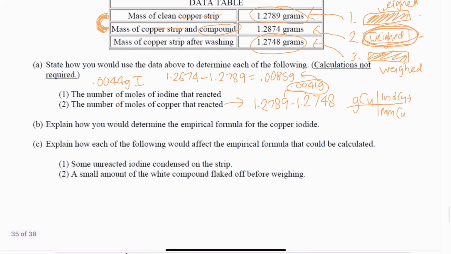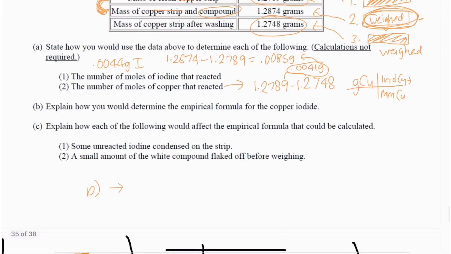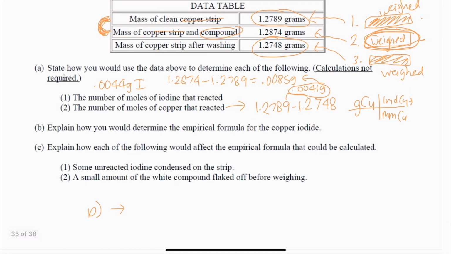B asks, how would you determine the empirical formula for the copper iodide? Remember how we created empirical formula before? We would take the moles that reacted. Let's say we had 3 moles and 4 moles. We would divide each by the smallest number of moles, so I would divide both by 3. I know that I get 1 here, and I get 1.33 here.